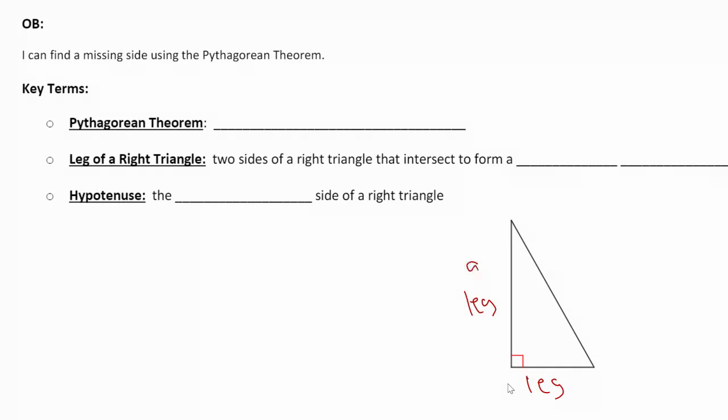And typically we refer to them as A and B. It doesn't matter which one's A and B, as long as it's one of the sides that helps form that right triangle. And then the longest side of the right triangle, that is across from the right angle, we call C, which is the hypotenuse.